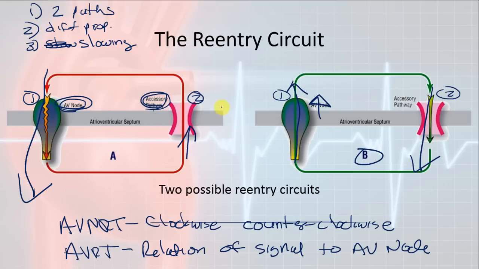That is abnormal. What happens if you have an accessory pathway over here? The signal will go through here. It will still go backwards through the AV node. So you can't use clockwise and counterclockwise because the accessory pathway could be anywhere. So it uses the relation of the signal to the AV node. If it's backwards, it's abnormal. If it's forwards, it's normal. It's not normal and abnormal, but just go with it for now, and I'll explain the difference here in a second.